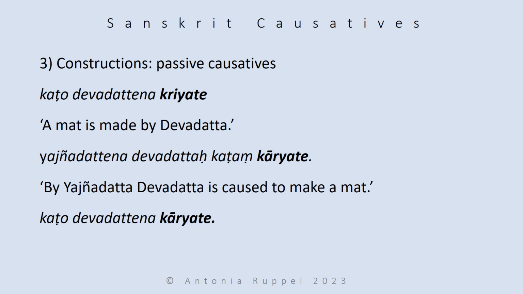However, we also have sentences such as Katah Devadattena karyate. A mat is caused to be made by Devadatta. Here Katah is the subject. A mat is caused to be made by whom? Devadatta in the instrumental. And again, the difference between the two constructions seems to be one of emphasis or focus. Devadatta is caused to make a mat, as opposed to a mat is caused to be made by Devadatta.